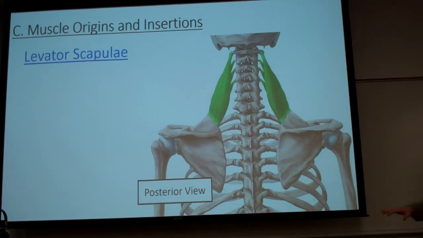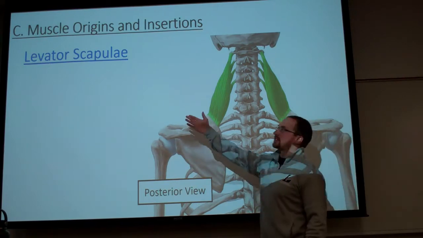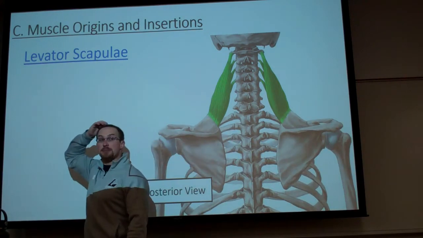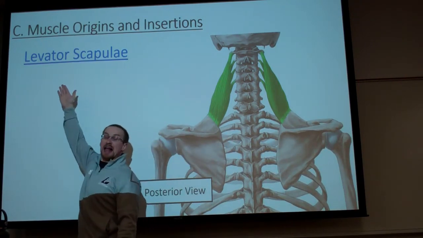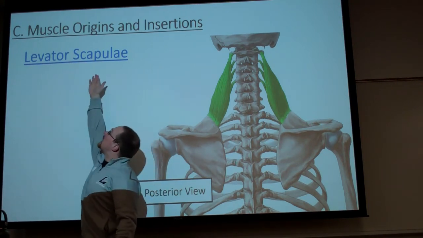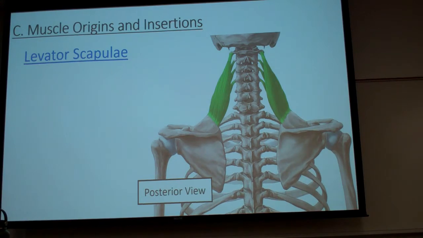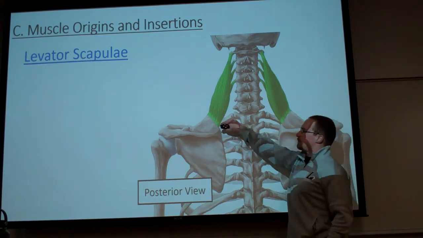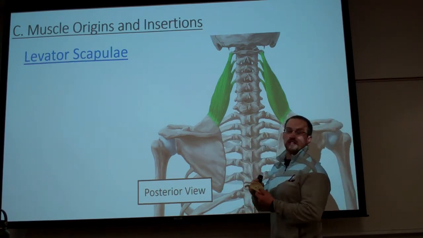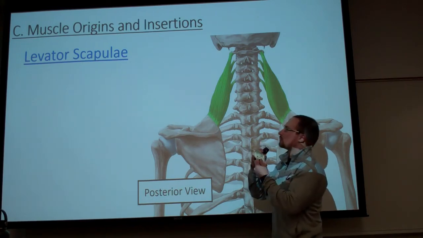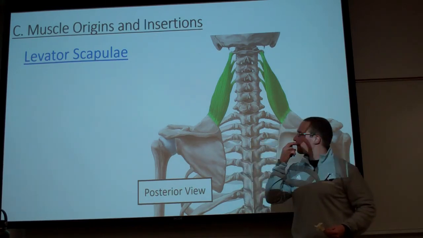Next one. Again, we're looking at a back view. Levator scapulae. Again, the name should give it away. Levator, think elevator, going up. Scapula, talking about the scapula. So scapula is moving up. Okay. So levator scapulae is going to help with scapular elevation. It's going to pull up on that sucker.